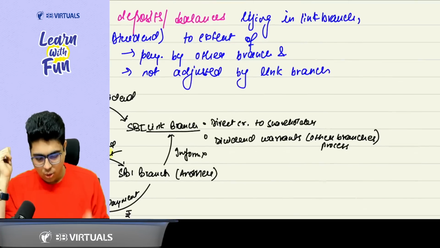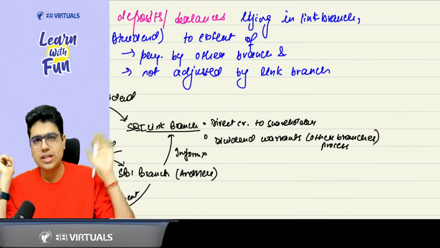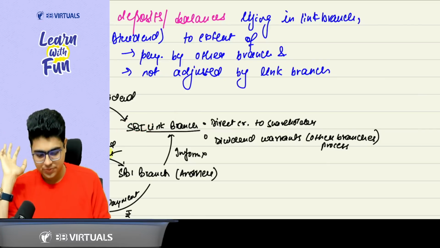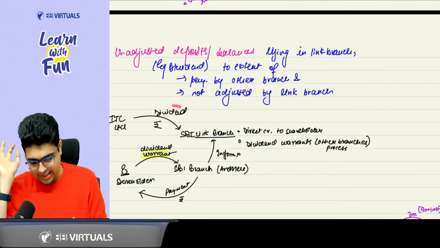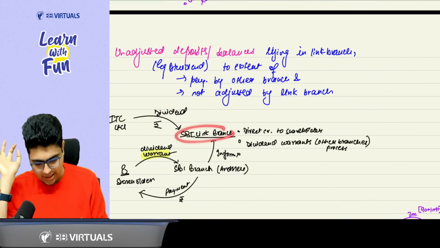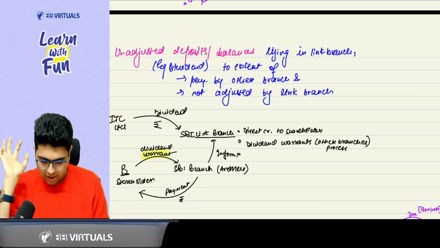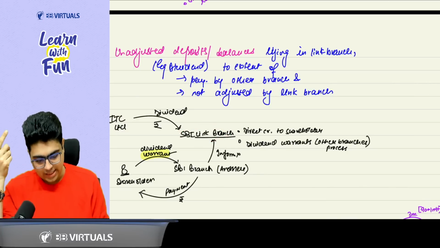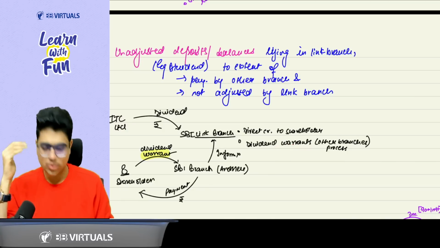Now, sir, the whole responsibility of issuing the dividend to the shareholder is given to the SBI, to the SBI's link branch. So what ITC does is credit the amount of dividend to the SBI link branch. Got it, sir. And then the SBI link branch can give it to the shareholder in two forms: either a direct credit to the shareholder, or through a dividend warrant.